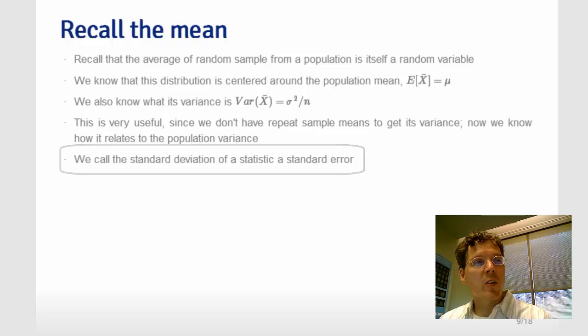The square root of the variance, sigma over square root n, is called the standard error of the mean. We use this notation: we call the standard deviation of the distribution of a statistic a standard error. So we talk about the standard error of a mean to imply a number that represents variability of means. And the standard error of a regression coefficient talks about the variability in regression coefficients.